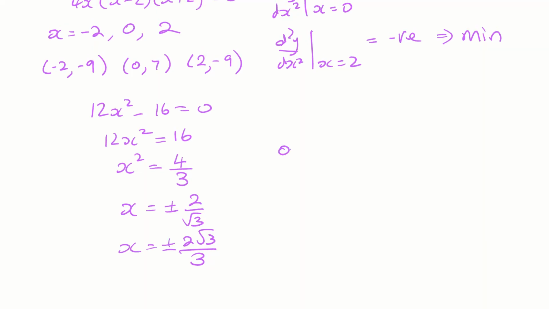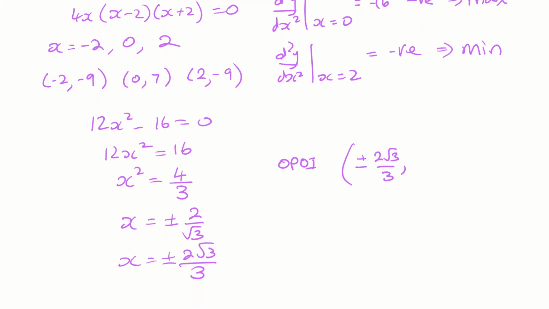So we've got oblique points of inflection at plus or minus 2 root 3 on 3 and negative 17 on 9.